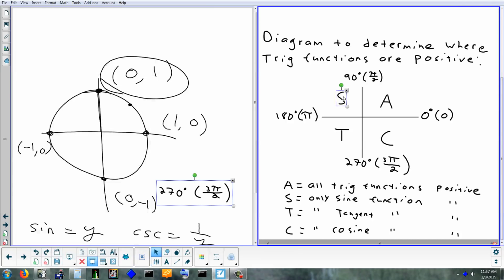We're not going to do a ton with that knowledge right now, but knowing where trig functions are positive is much more important later in chapter 7. Any questions on that?